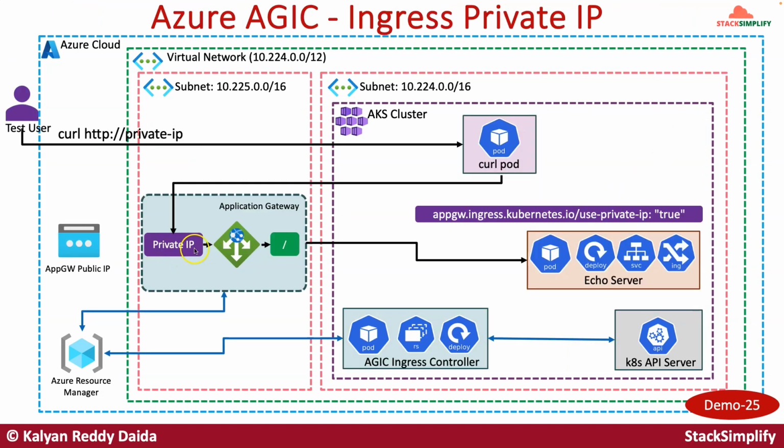After that, we will associate a private IP to our application gateway, and that private IP we are going to reference in our Ingress service using this annotation, and then deploy the Ingress service. Now this application is accessible only internally to your network. So how do we access it? We are going to deploy a simple curl pod and access it using the private IP.